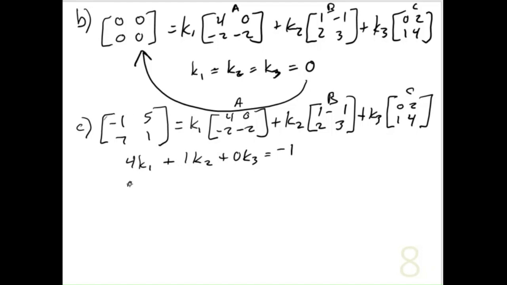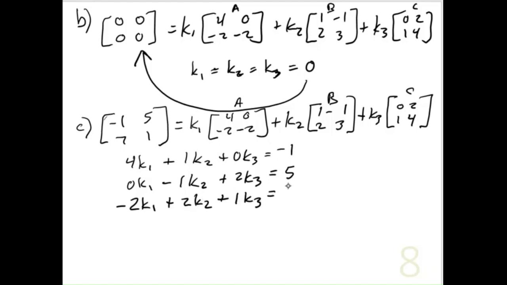Our next one would be 0k1, and I should make sure I look at it before I immediately write the plus sign, so minus k2 plus 2k3 equals 5. Then we have negative 2k1 plus 2k2 plus 1k3 equals 7. We've got one more: negative 2k1 plus 3k2 plus 4k3, and this time it's going to equal 1. As you can see, we're solving for our scalars k1, k2, k3 as our unknowns.